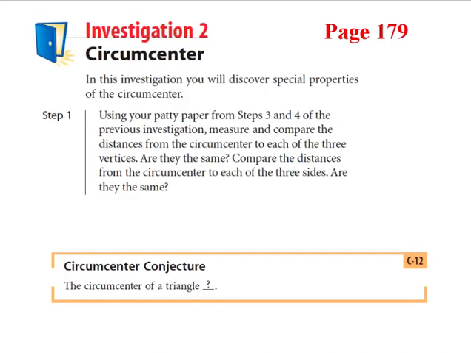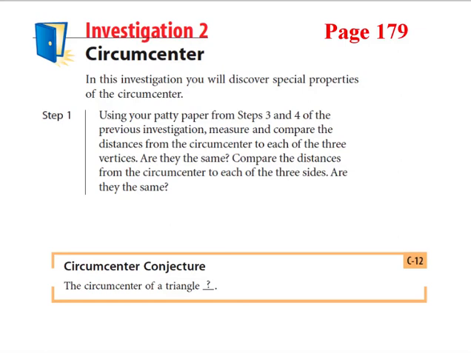So now, notice what it says, using your patty paper from steps 3 and 4. So this is the circumcenter and the orthocenter, so hopefully you labeled them like I asked you to. Measure and compare the distances from the circumcenter to each of the 3 vertices. Okay, so you've got your circumcenter here. So this is one where you're going to use a ruler. You're going to measure this distance here to each of the 3 vertices. Okay, compare those distances. Are they the same?